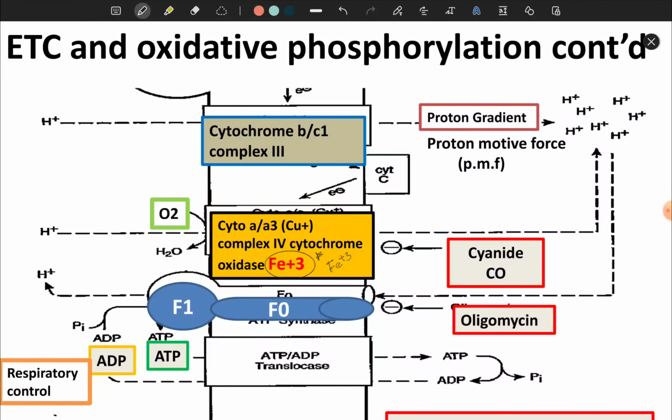Cyanide binds to Fe +3 in complex 4. So you have a big X on complex 4. So no more electron transfer to the oxygen. So everything will be blocked here. No more ATP production and you will die from cyanide poisoning.